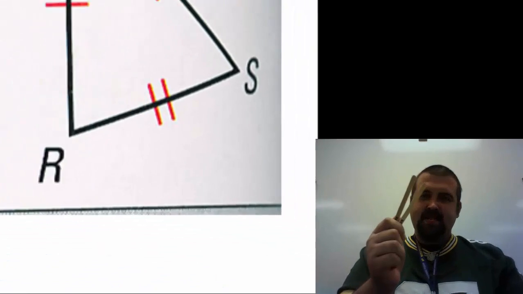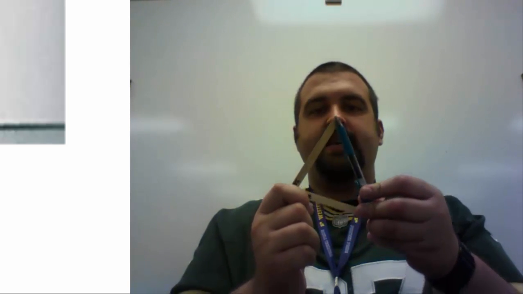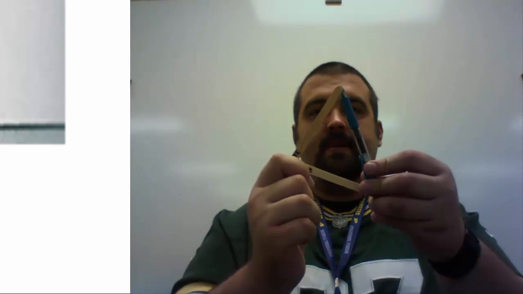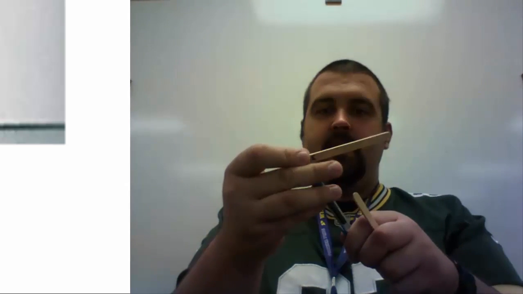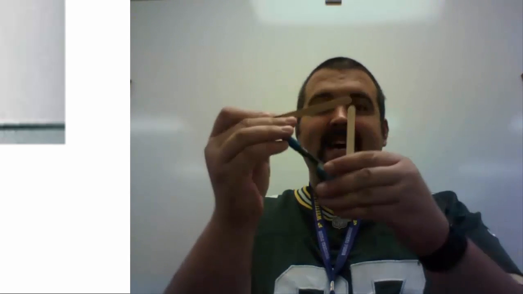Two popsicle sticks and a pen. If I tried to arrange these end to end, there's only one way I could do it, like such. It doesn't matter how I would rearrange these pieces. They would still make the same shape. In fact, the exact same shape.